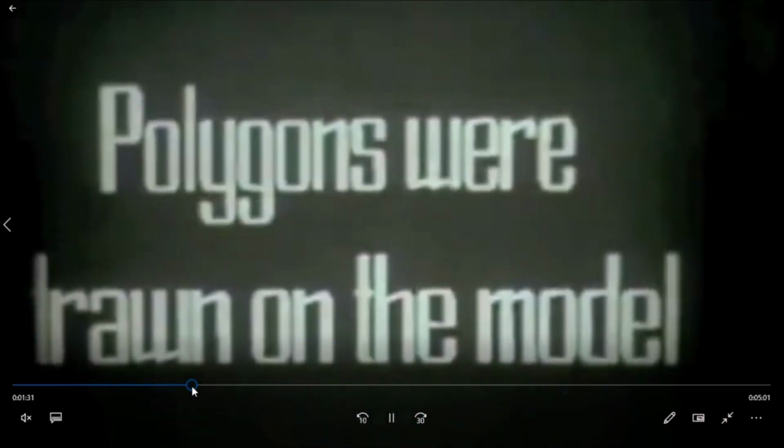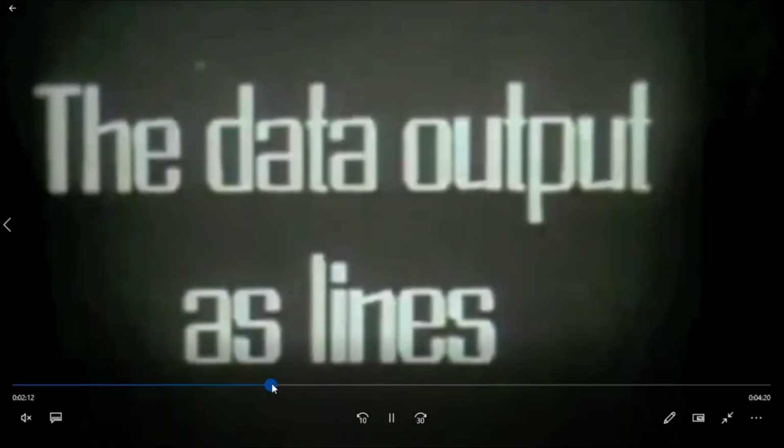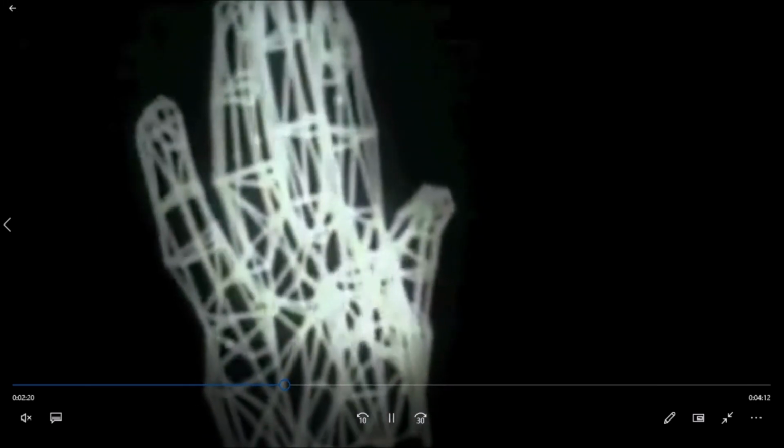This is crazy. Polygons are drawn on this hand, and this type of technology was used. So what he's going to do is take that machine and pinpoint each polygon and then input the data into a computer to give us the 3D hand. The data output as lines. There you go. Look at that.